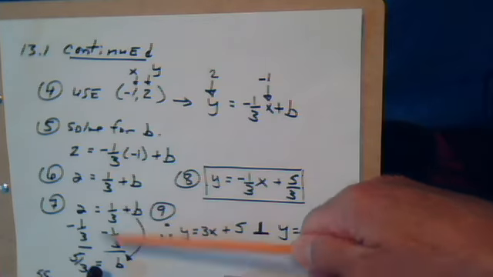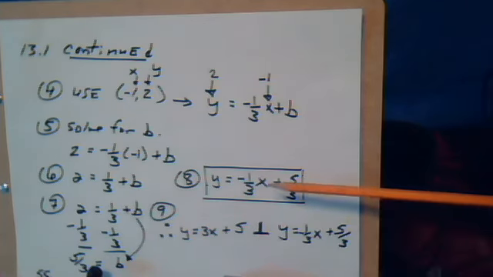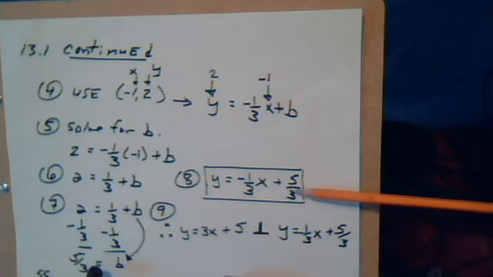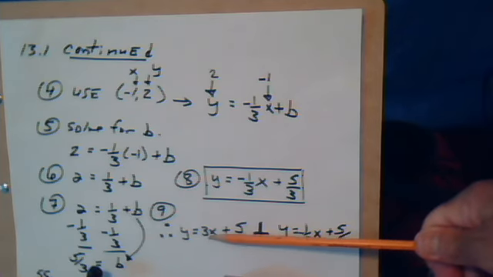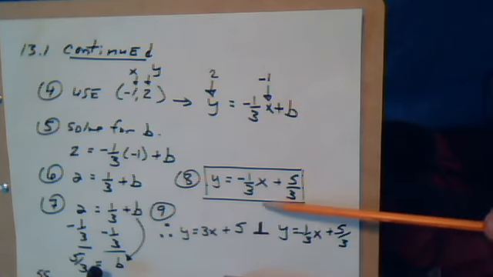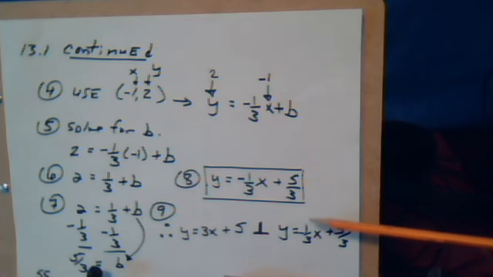Now you take that b that we had here, you replace it with 5/3. So now we know that y equals 3x plus 5 is perpendicular to y equals -1/3 x plus 5/3.